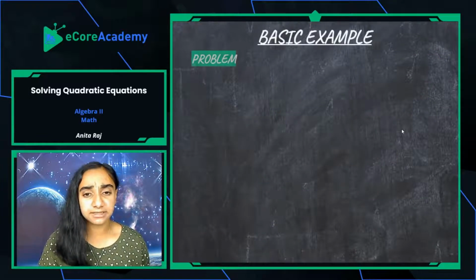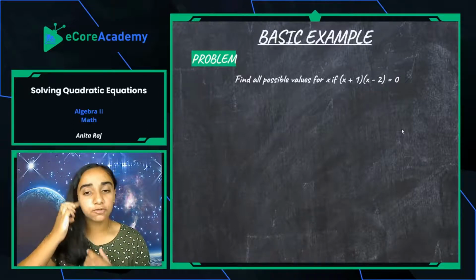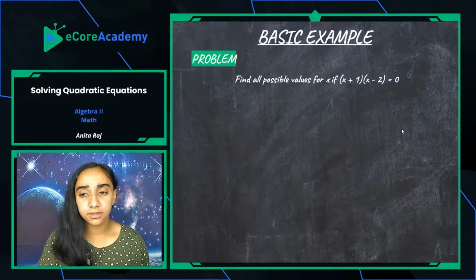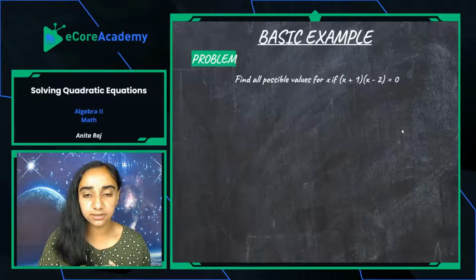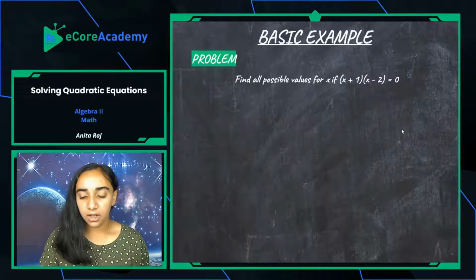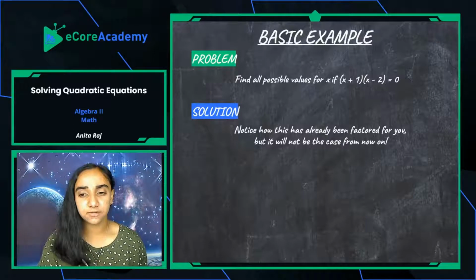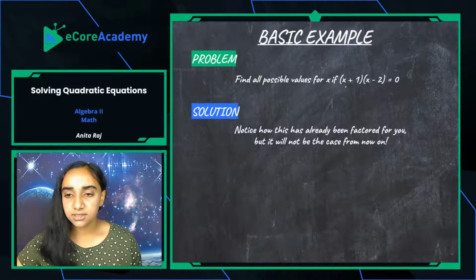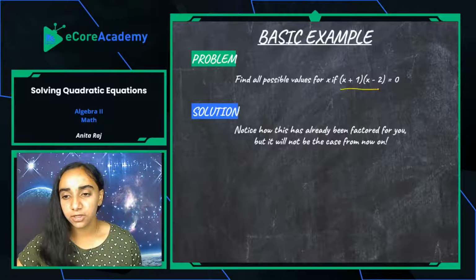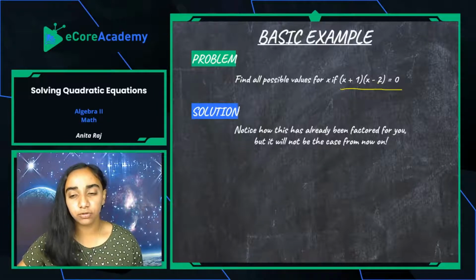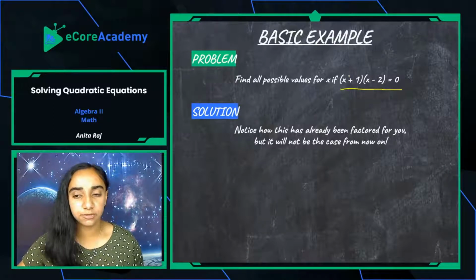So here's a very basic example. Here's the problem. Find all possible values for x if the quantity x plus 1 times the quantity x minus 2 is equal to 0. So this is the problem. Let's get right into the solution. I want you all to notice how this has already been factored for you, but it will not be the case from now on. If you look at this equation right up here, you see that's already been factored. We've already divided the quadratic expression that was on the left side of the equation into two different parentheses. These would be its factors.